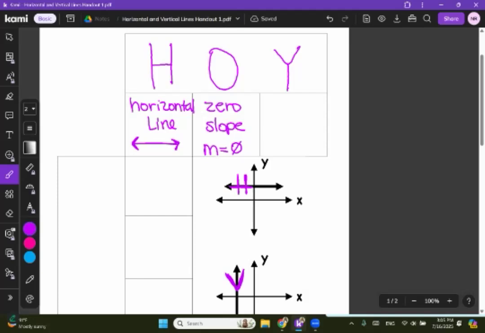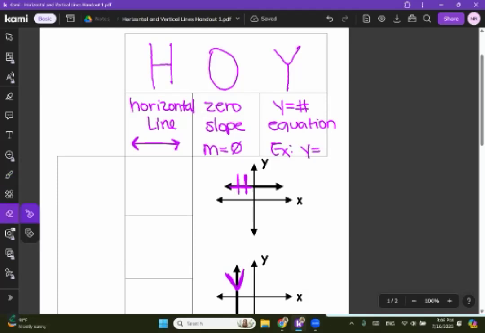And then Y. Y stands for a y = a number equation. So for example, if you see the equation y = 4, notice you only have a y. There is no x in the equation. That's an equation that represents a horizontal line.